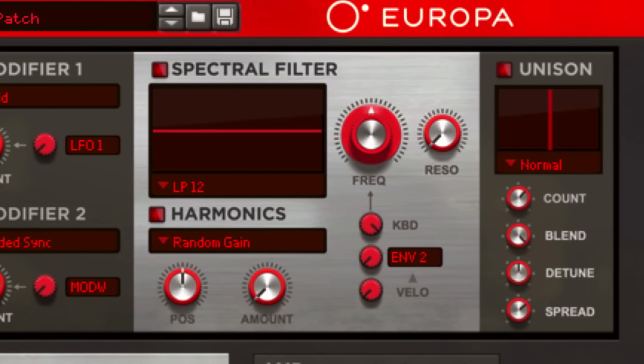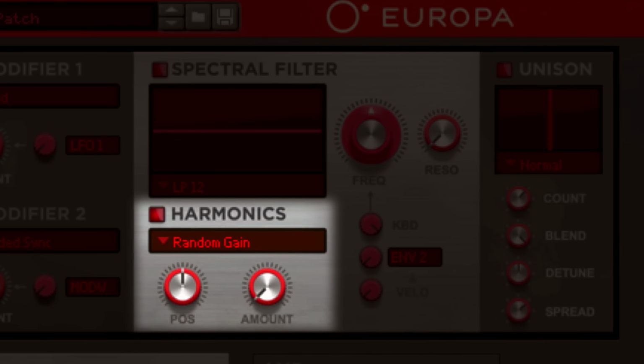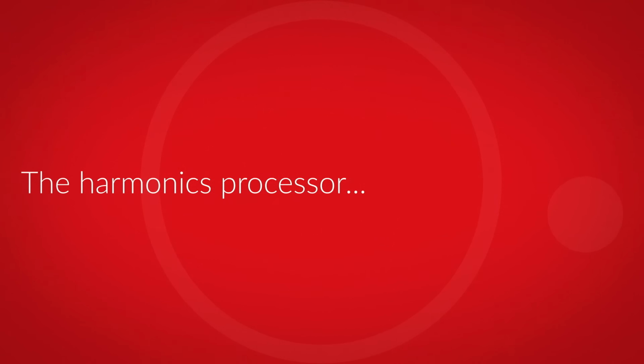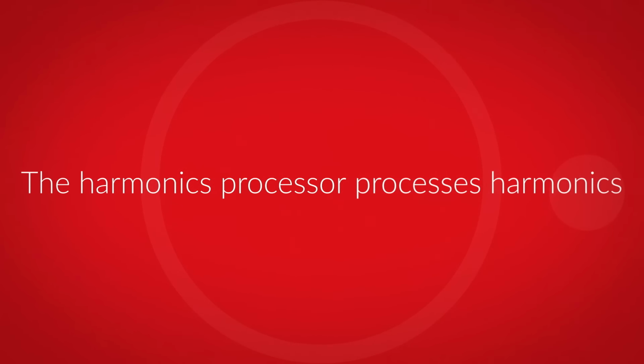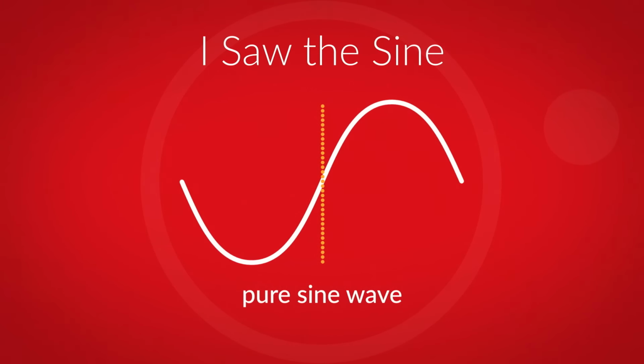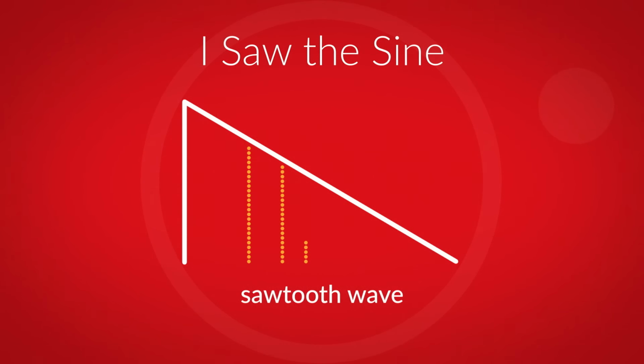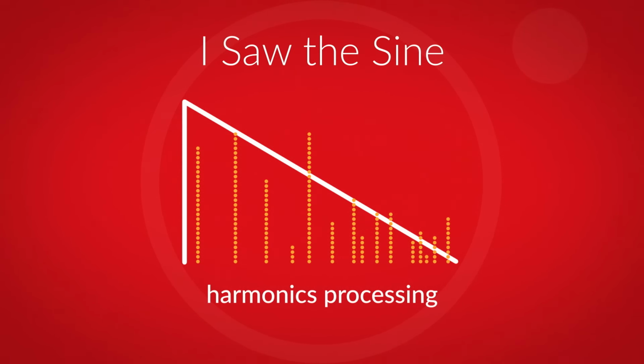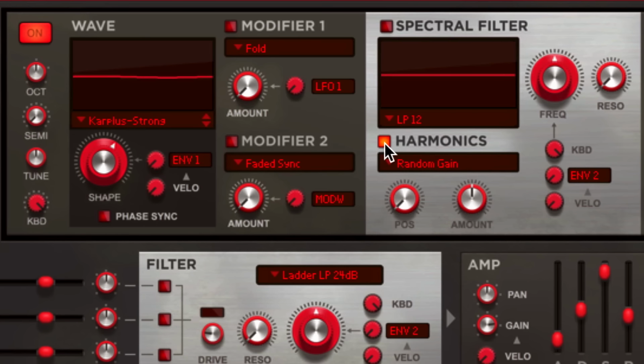Before we discuss the spectral filter, let's go first to the harmonics processor. The harmonics processor does what its name would suggest. It processes the harmonics. But okay, maybe that's not too helpful of a description. Consider it this way. A sine wave is a pure single frequency, but every other waveform produces overtones and partial frequencies which create rich harmonic sounds. Europa's harmonics processor is able to target and alter those partial frequencies. If we turn on the harmonics and select odd-even, we can, for example, notch out everything but the even harmonics, giving us a hollow square wave type of sound.